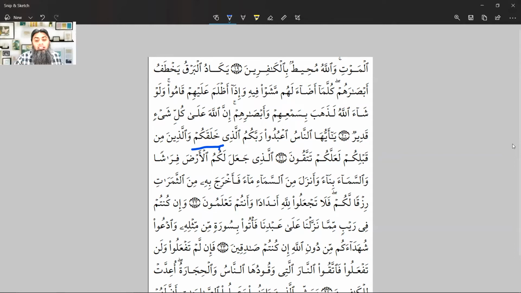Let's translate it. Ya ayyuhan nas, O mankind, u'budu, all of you worship rabbakum, your master, alladhi, the one who khalaqakum, created you, wa alladhina, and those min qablikum, before you. The one who created you and those who came before you. La'allakum tattaqun. Does anyone know about la'alla?